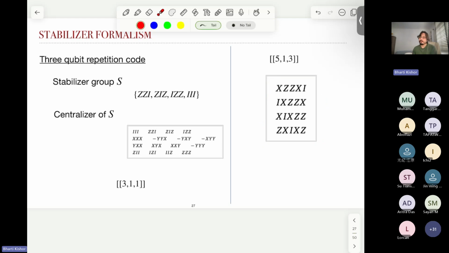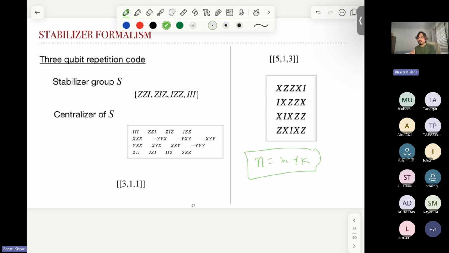This is nice because now you can just talk about the stabilizer generators. Once you know the stabilizer generators, that tells you the stabilizer group. After that, you could talk about the logical operators by just looking at the centralizer of the stabilizer, and from there you could calculate even the distance. On top of that, there are very nice formulas like n is equal to m plus k and so on that you could use.